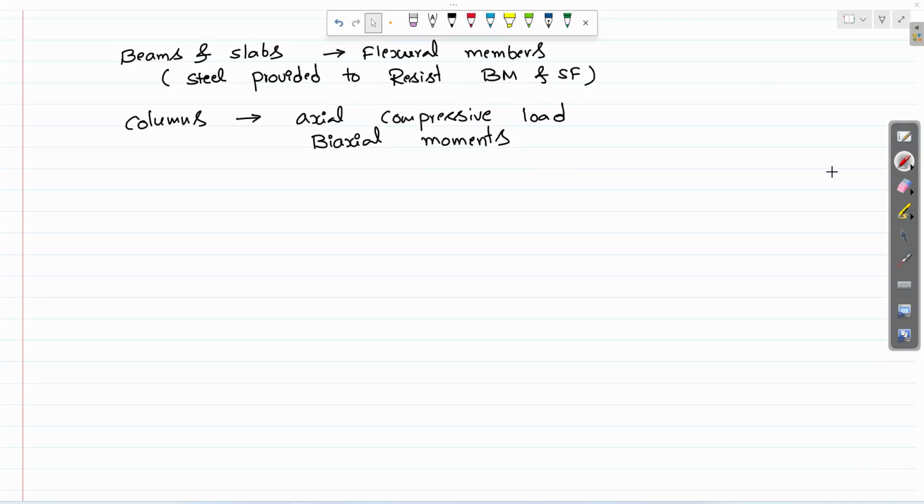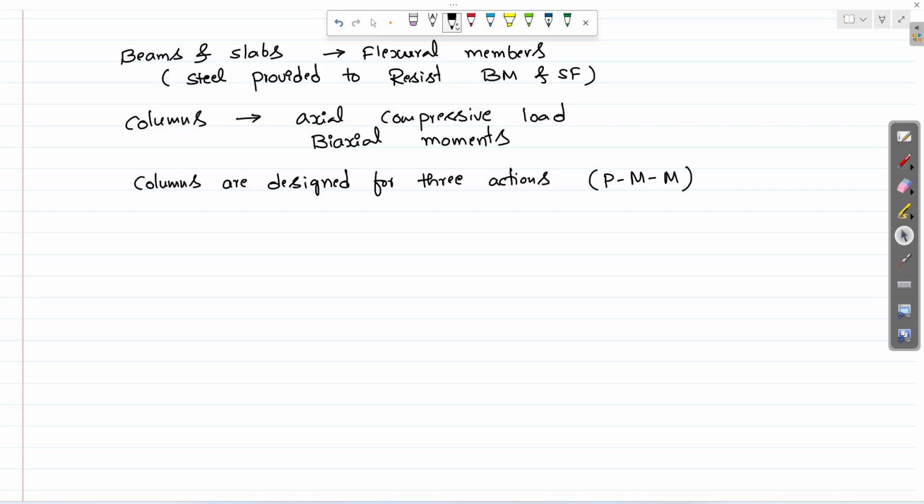So next, columns are designed for 3 actions. That is PMM. P is for axial force and these M refer to biaxial moments.